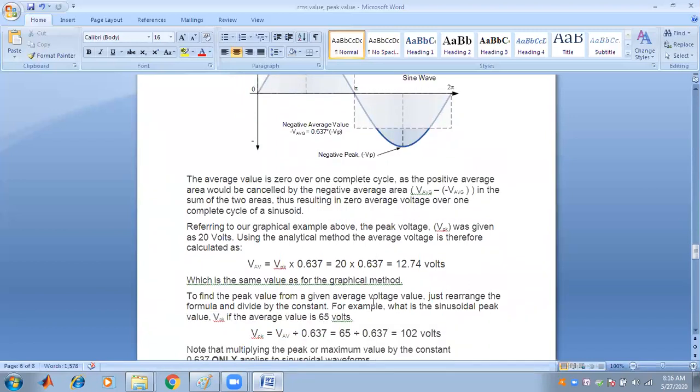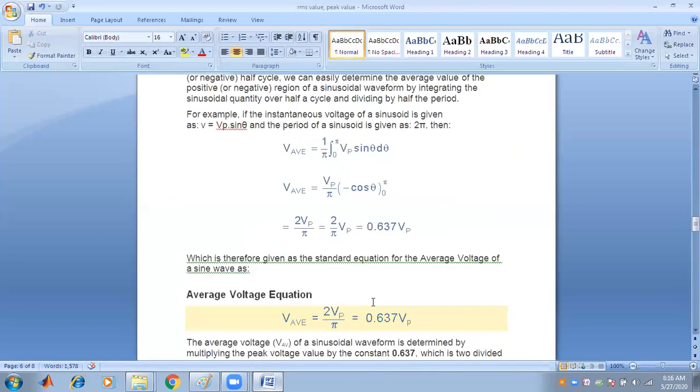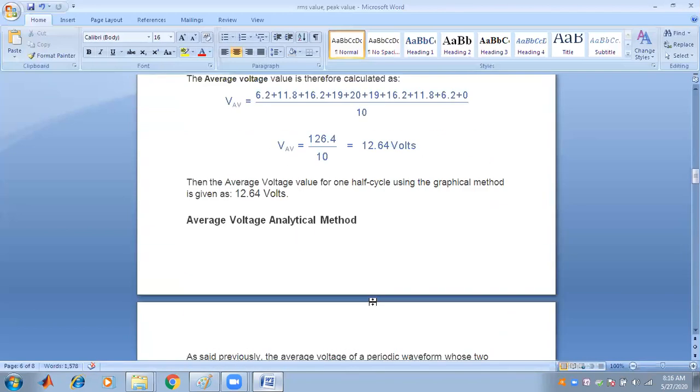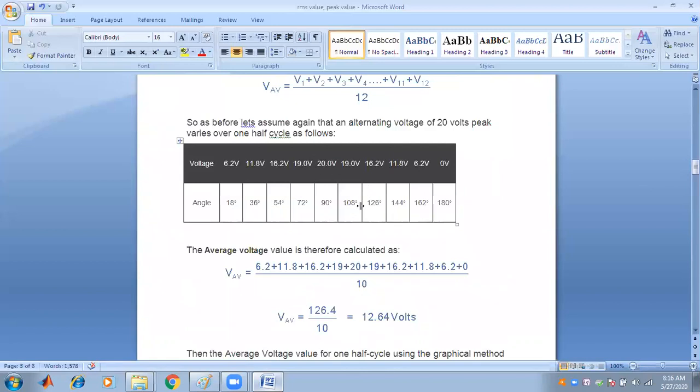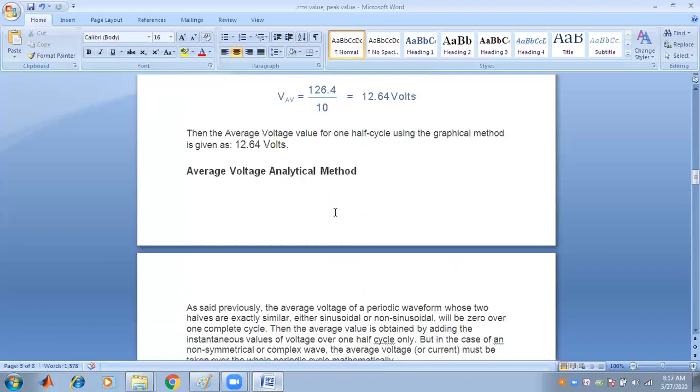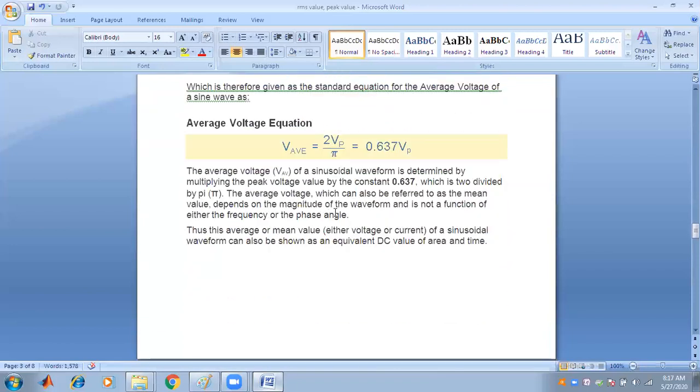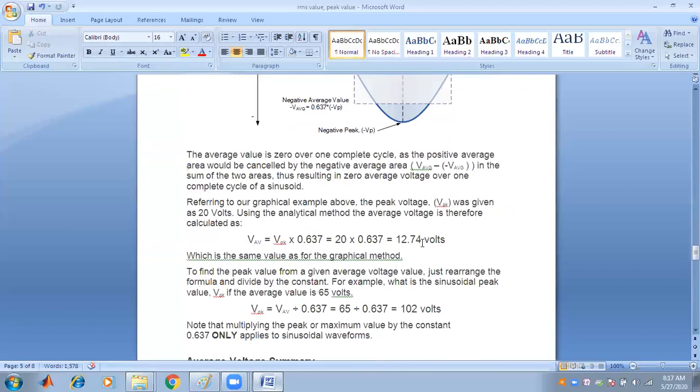Okay. In the previous case that we have done, what is our peak value? The maximum value, 20, is our peak value. This is the highest value among those 10 values. So if I multiply 20, the peak value, with 0.637, we get 12.74. That is the average value that we have got from the graphical method.